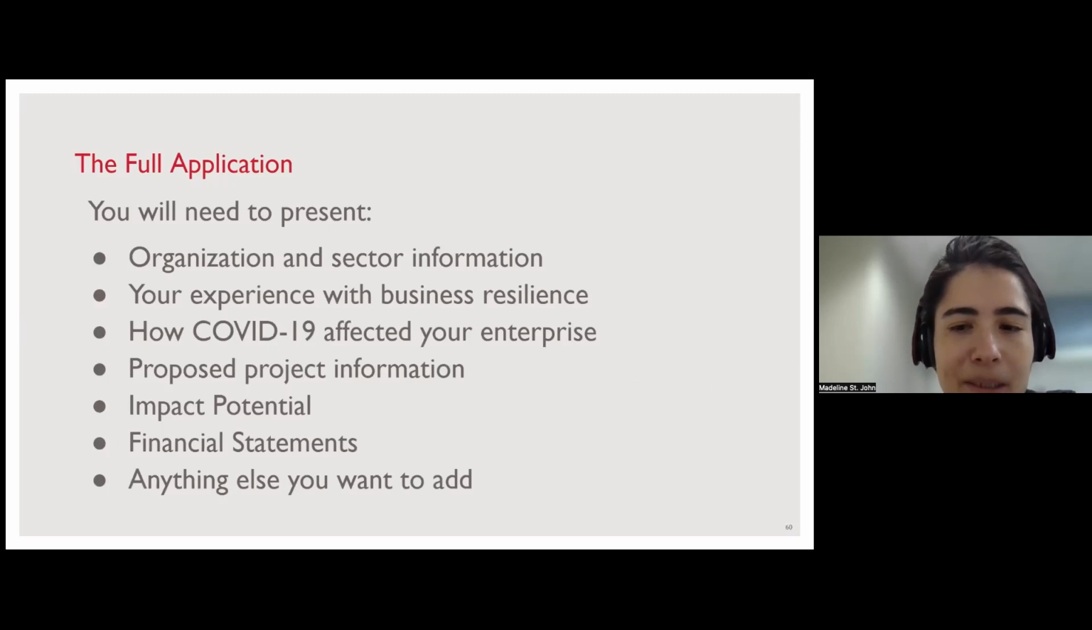So for this application, the main ideas behind the information that we'll be looking for is to get an idea of your capacity of your business or organization, as well as your financials and the impact that your project will have either on your business or community resilience. And here on the slide, you can see what those sections of the more detailed application would be. And you would be able to preview them before completing the application as well.